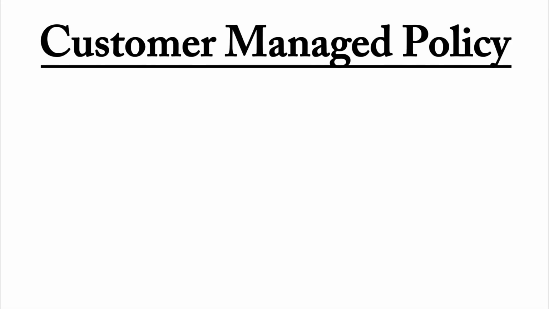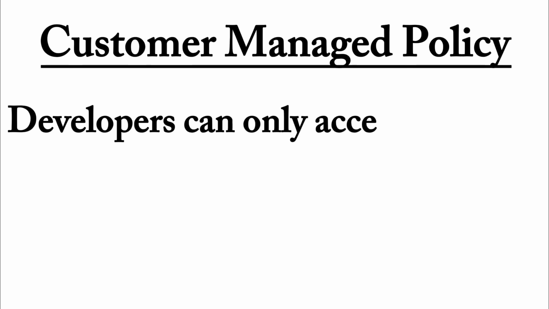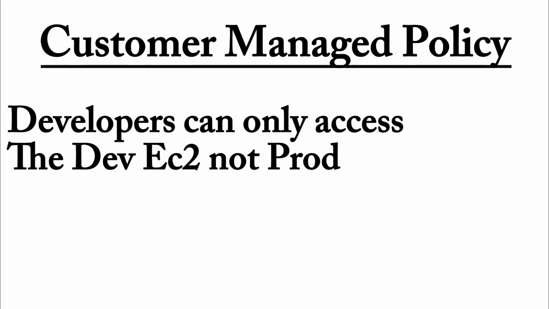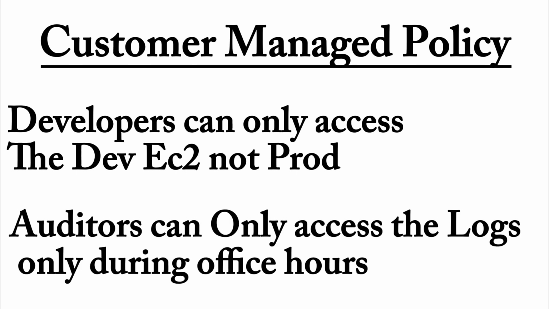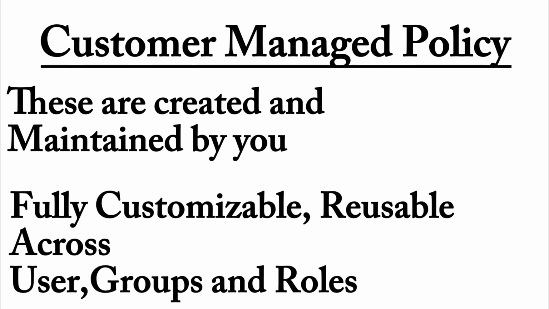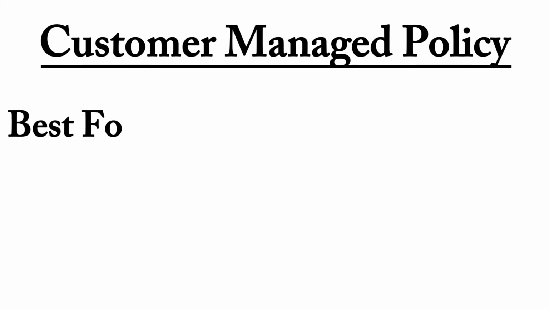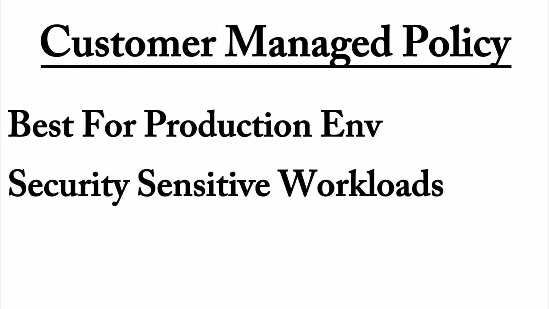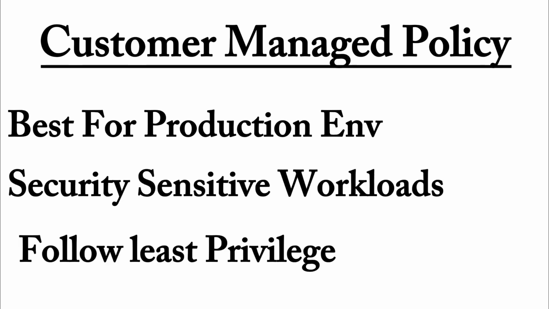Next come the customer managed policies. Examples: students can access only Lab A, not Lab B. Developers can access only Dev EC2s, not Prod. Auditors can access logs only during office hours. In AWS, these are customer managed policies. These are created by you. They are fully customizable and reusable across users, groups and roles. This is best for production environments and security sensitive workloads, and this follows least privilege. This is what real world AWS environments use.